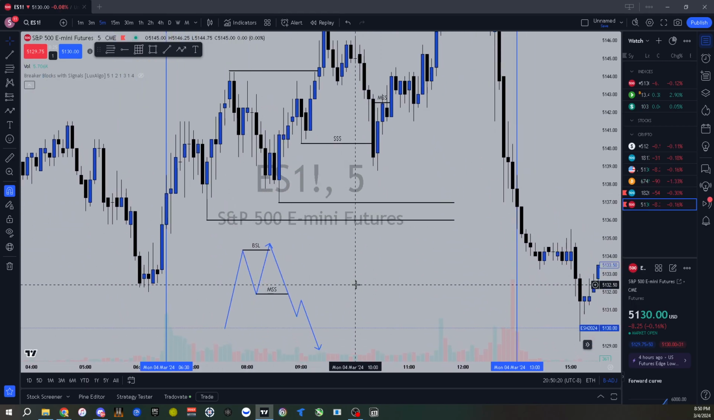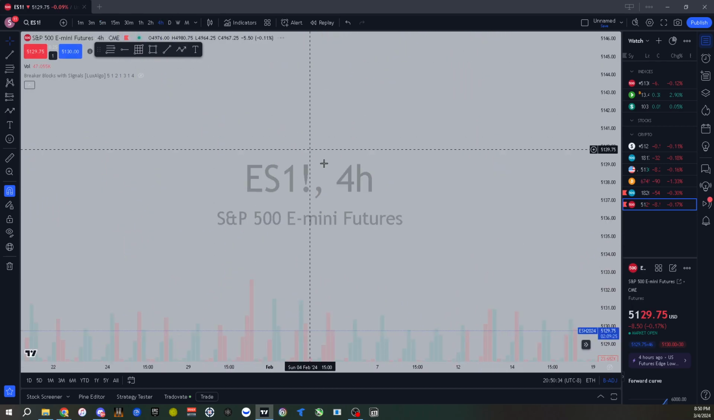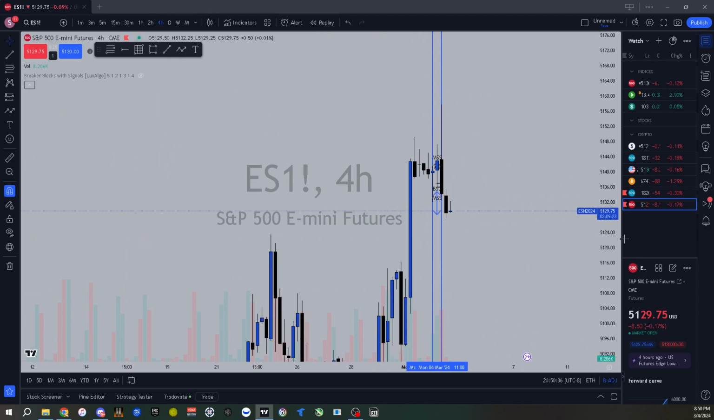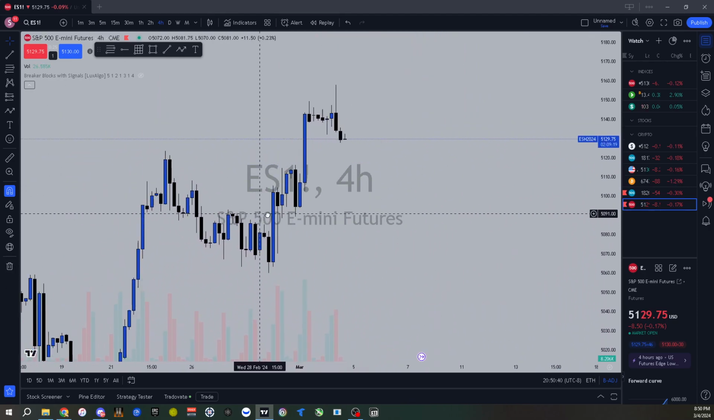What happens when price touches them? Does price displace through it? Does price sweep it? What happens after that? What happens after a liquidity sweep? Find highs and lows. Go from any time frame. Any time frame, there's breaker structures. Let me delete all this. Any time frame, there's breaker structures.